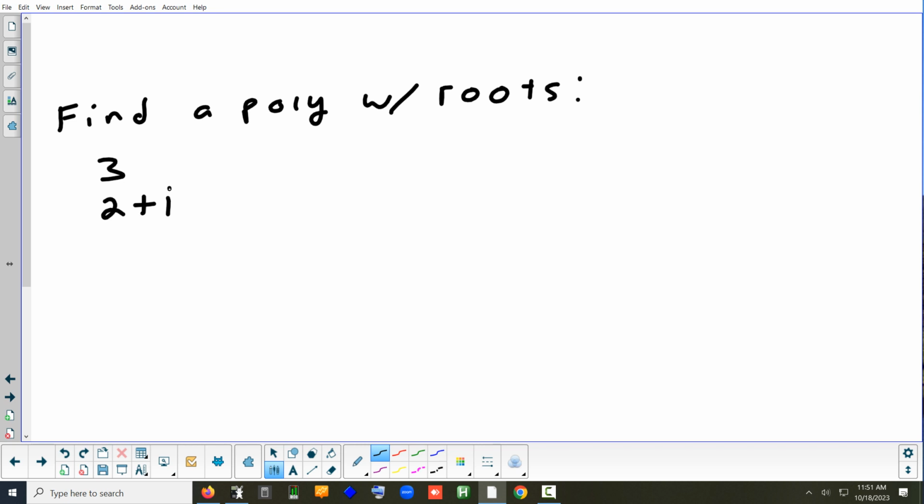What do you automatically know, even though they didn't write it? But I said this earlier. Yeah? 2 minus i is also a root. 2 minus i has to be a root. Has to. So how many roots am I working with? 3. So the first step to figuring out where these came from is to figure out the factors they came from. How many factors am I going to write down? 3.